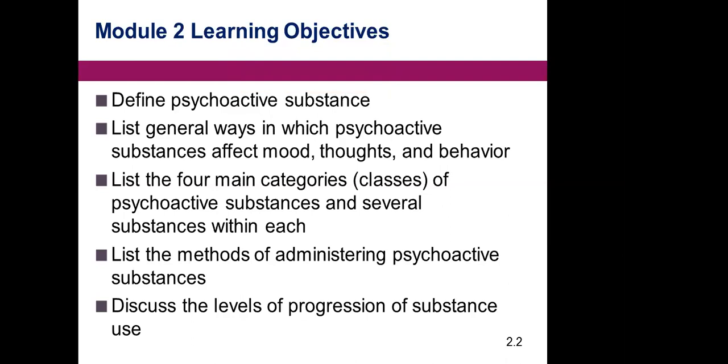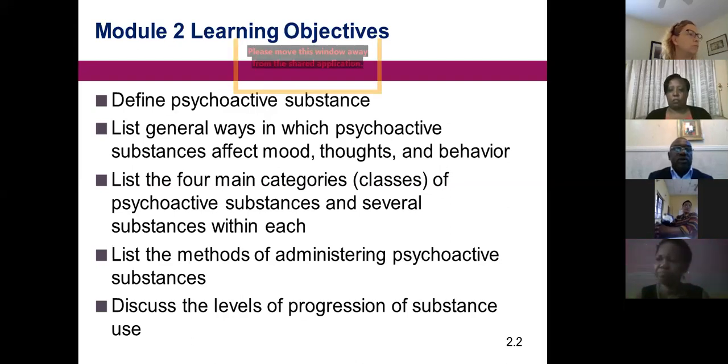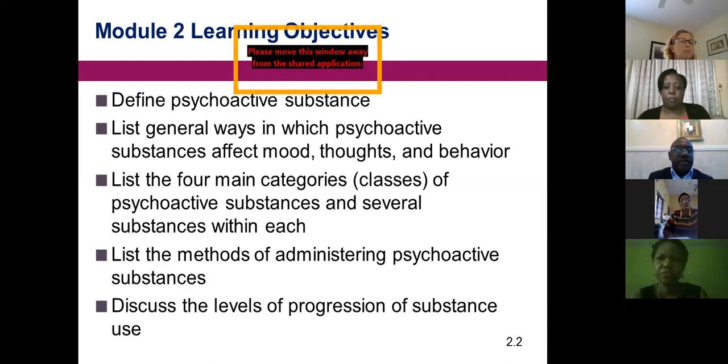The learning objectives for this module are, first of all, that by the end of the presentation, we will be able to answer the following questions. Define what a psychoactive substance is, and list general ways in which psychoactive substances affect our mood, our thoughts, and our behavior. We'll also be able to list the 4 main categories or classes of psychoactive substances and several substances within each. We'll be able to list the methods of administering psychoactive substances and discuss the levels of progression of substance use, as I said, from the initial use to addiction.